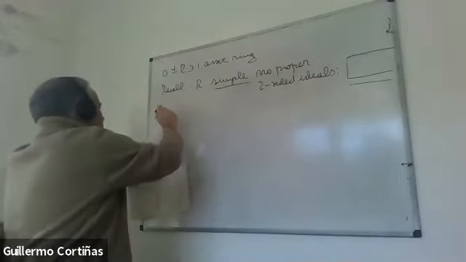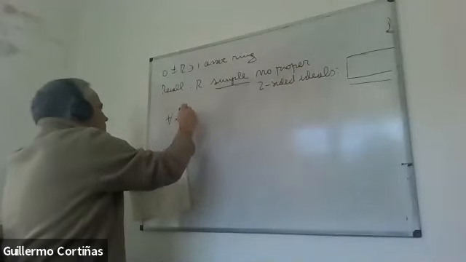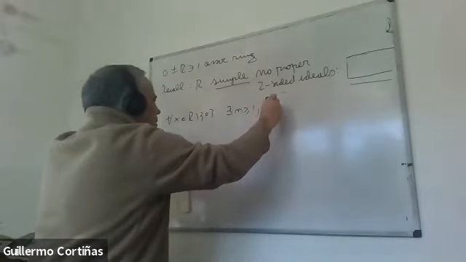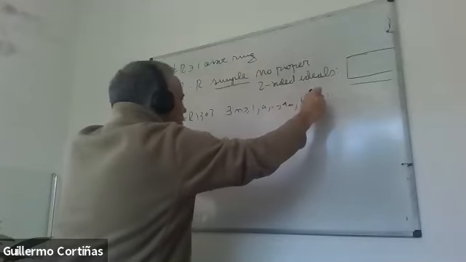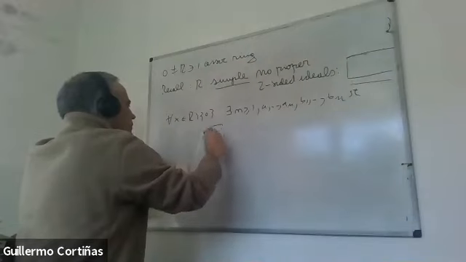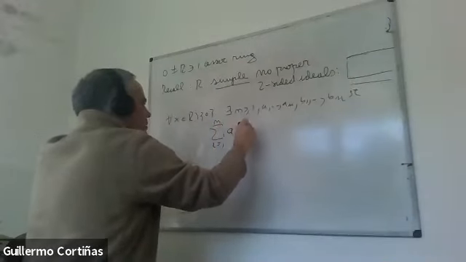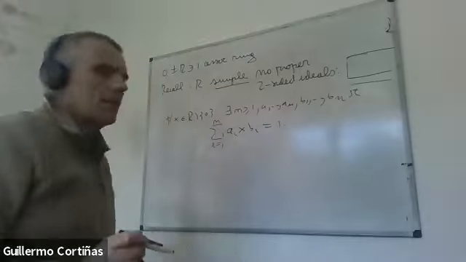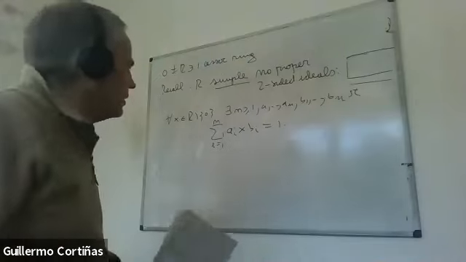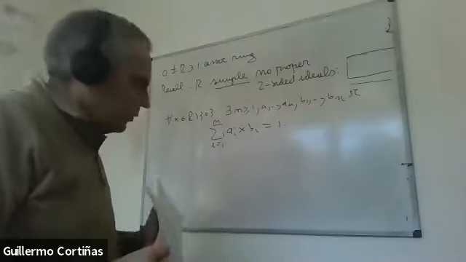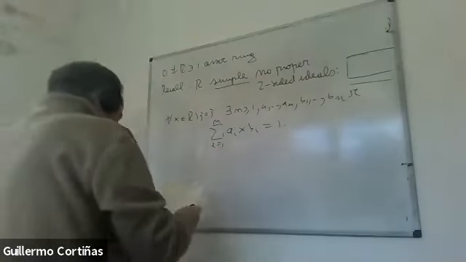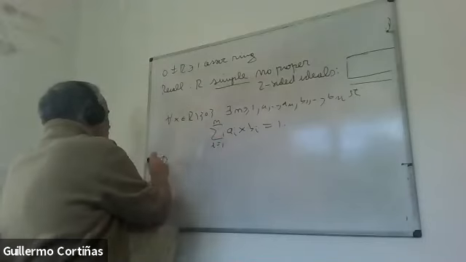In terms of elements, this means that for every non-zero element x, there exists an n and elements a_1, ..., a_n, b_1, ..., b_n such that the sum from 1 to n of a_i x b_i is 1. So it's equivalent to saying that for every non-zero element, the two-sided ideal it generates is the whole thing, and that means this.